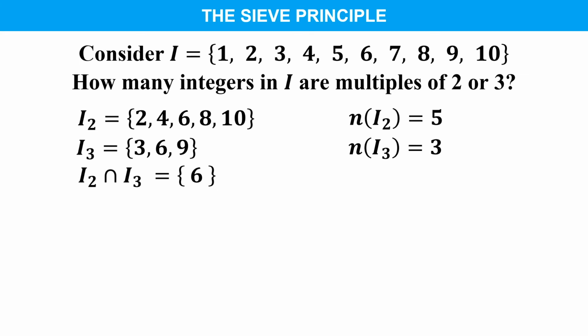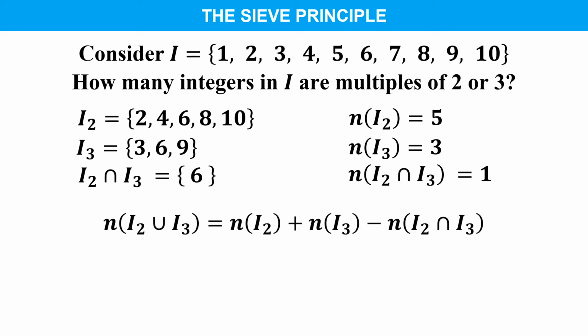Pansinin ninyo, may isang element na common sa I sub 2 at I sub 3. At ito ay ang element 6. Kaya, ang n of I sub 2 intersection I sub 3 ay equal sa 1. Kaya upang maiwasan na madoble ang pagbilang dito, ibabawas natin itong n of I sub 2 intersection I sub 3.